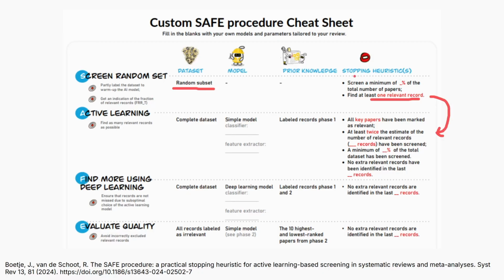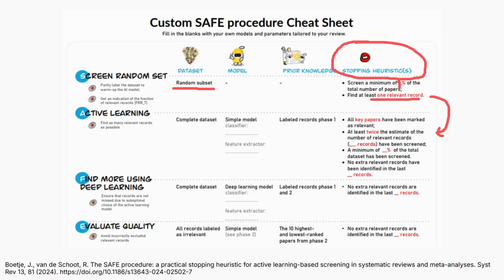So well, here are the stopping rules, or the rules to end the phase. When one record is labeled as relevant or as an eligible study, you automatically pass to the second phase, because here you screen a minimum of, usually, 1% of the total number of papers. And when you find one relevant record, probably you also screen this minimum, so you pass to the second phase. The second phase is the active learning.